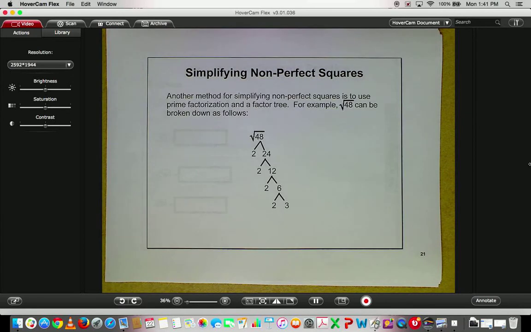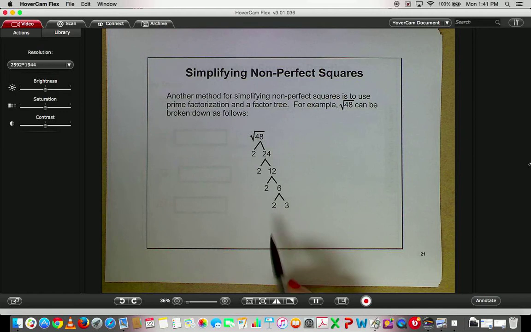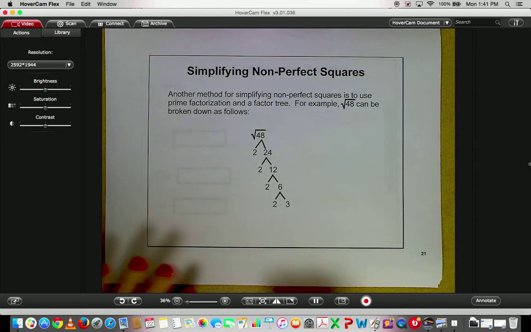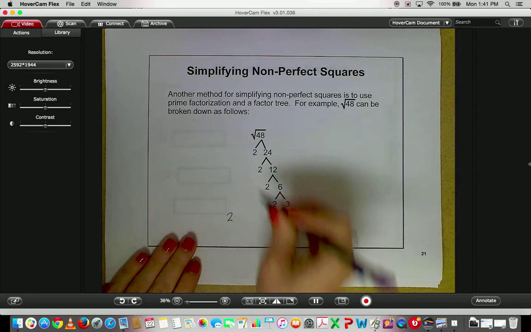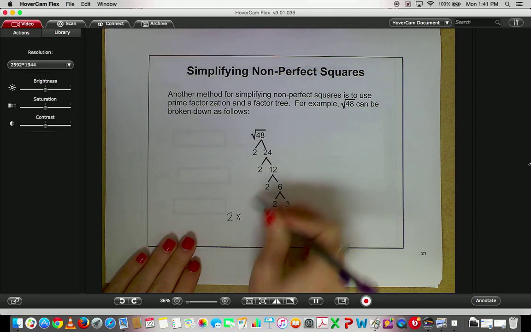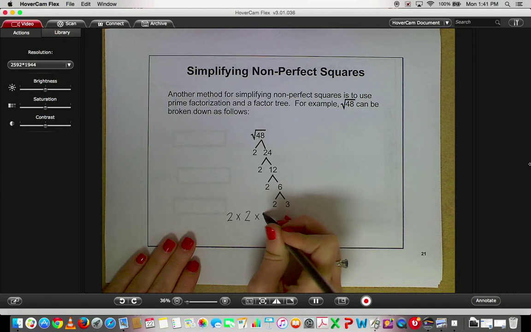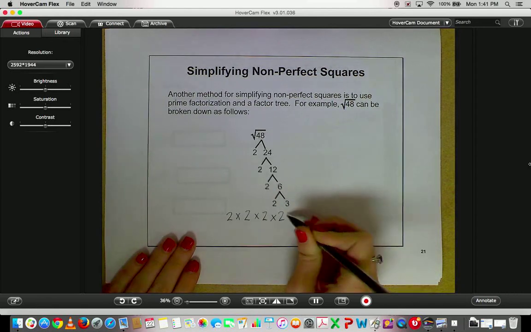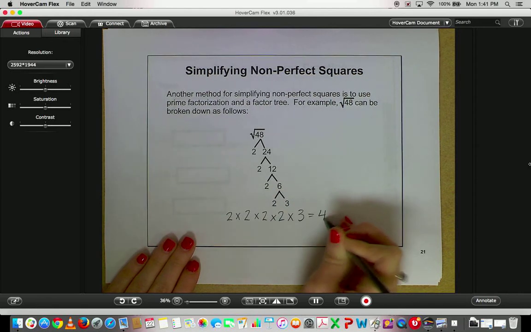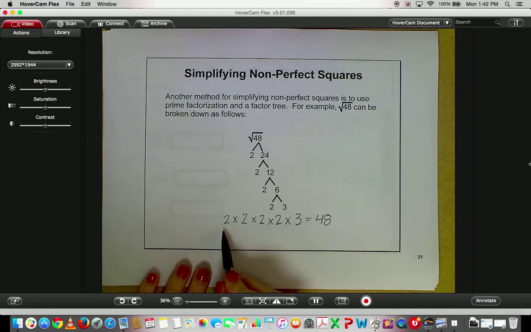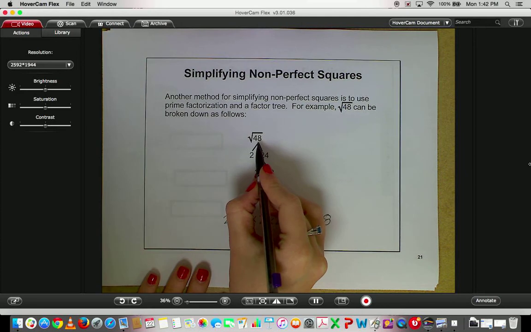All right, so let's talk about the square root of 48. Now, this is what they did. They didn't know what perfect square went into 48, so they did all this factoring. When you factor, you would have gotten this 2 times this 2 times this 2 times this 2 times 3 equals 48. Okay, but 2 is not a perfect square, and 3 is not a perfect square. So we need to figure out what number goes into 48 that is a perfect square.